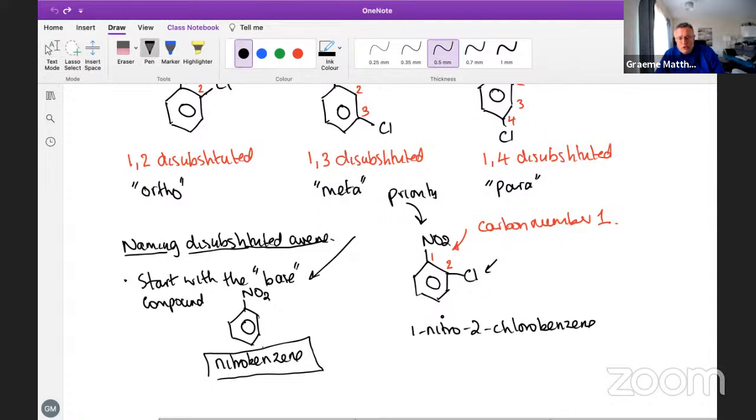Now, the question becomes, well, hold on a minute, hold on. How come you didn't do it in alphabetical order? Because the nitro is the highest functional group out there. It's the highest priority functional group. So this becomes 1-nitro, and then you list everything else, 2-chlorobenzene, right?